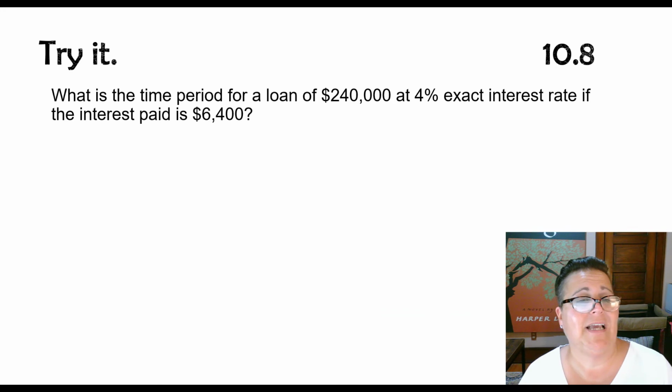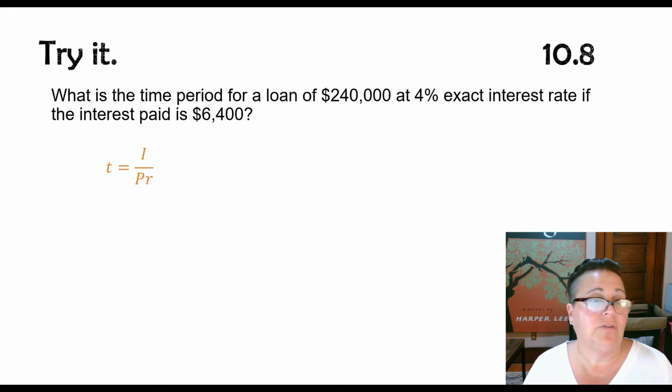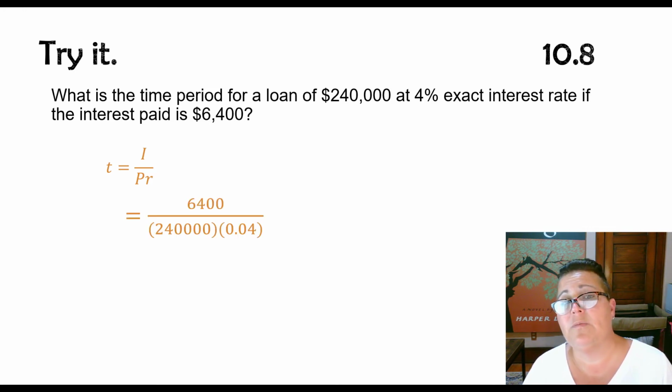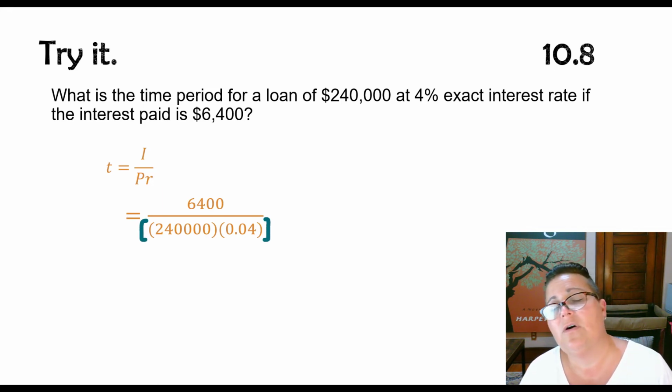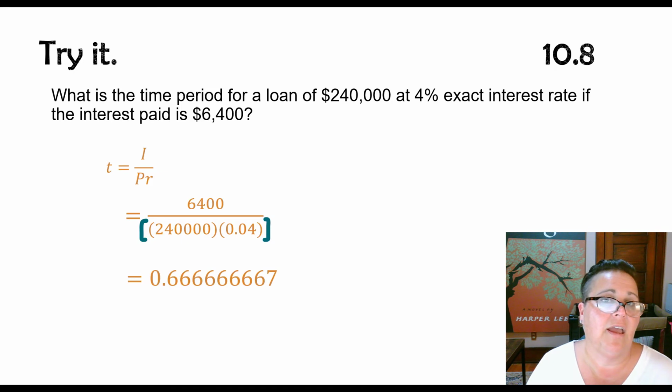Another example. What is the time period for a loan of $240,000 at 4% exact interest rate if the interest paid was $6,400? So again, time is interest over principal times rate. I know my interest is $6,400. I know my principal is $240,000. My interest rate is 4% or 0.04. Putting that into the formula, I have 6,400 over, and I want to make sure that my calculator calculates that multiplication first, 240,000 times 0.04. And if I calculate that, I should get a 0.6 repeating.